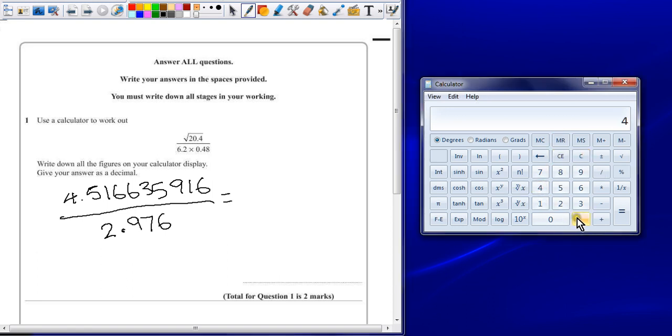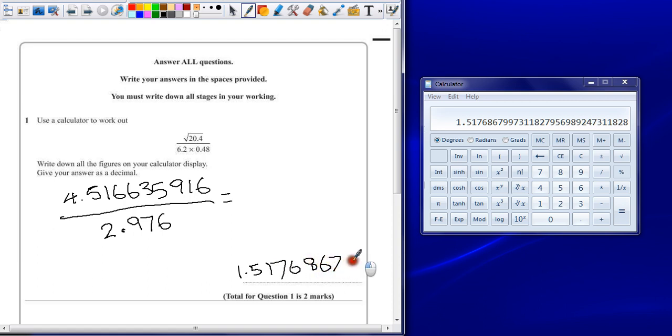Now we can just put this back into the calculator with exactly what we worked out before, and it gives us an answer of, again, quite a long decimal here. Write down the whole display. It says write down all the figures and give your answer as a decimal. So whatever the calculator says, write down the numbers that you have been given.